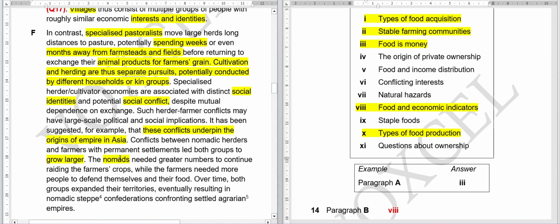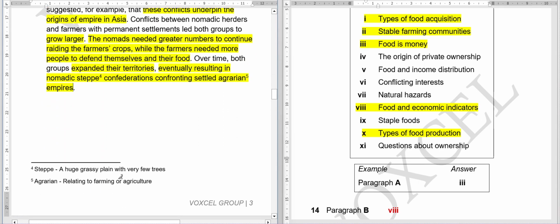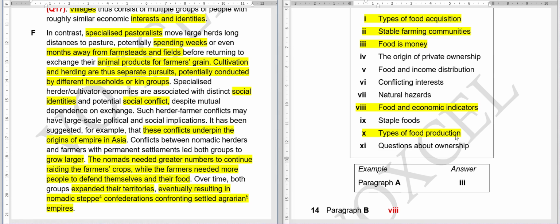So the nomads started this particular conflict. They raided the farmers' crop, but farmers wanted more people on their side because they wanted to defend themselves. Over time, both groups expanded their territories, eventually resulting in nomadic steppe confederations confronting settled agrarian empires. So over time, they expanded their territories because their population grew, and this resulted in this particular conflict. So what are nomadic steppe? Steppe is a huge grassy plain with very few trees, agrarian relating to farming or agriculture. So nomadic steppe, agrarian, basically farming community empire. I hope it's quite clear.